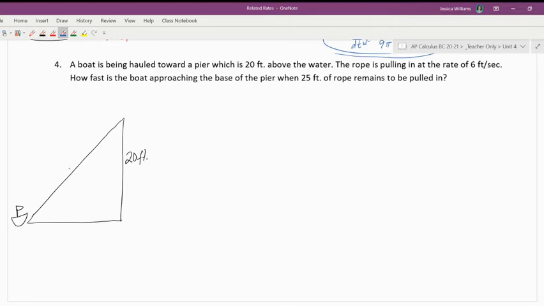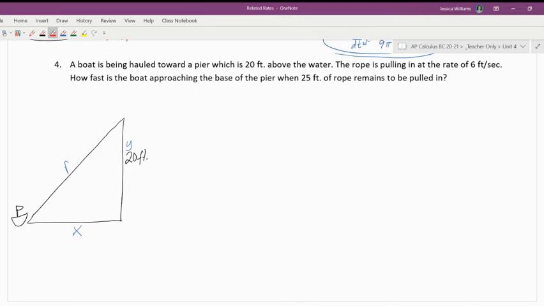This is your rope. I'm going to use R for rope. I'm going to use X because in my mathematical brain, anything that's horizontal is X, and this is Y. But they already told me that was 20. This 20 is constant. So I put it on my diagram. I only put things that are constants on my diagram, like things that aren't changing over time. Like I don't think the pier is shrinking and growing over time. So it's 20 always.